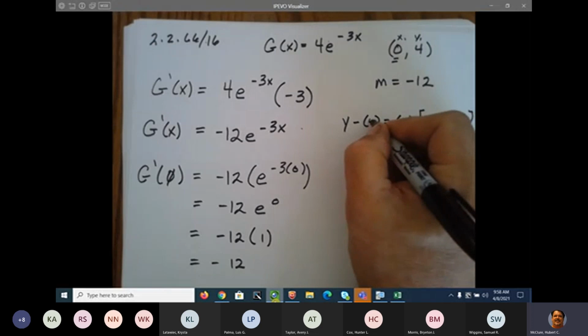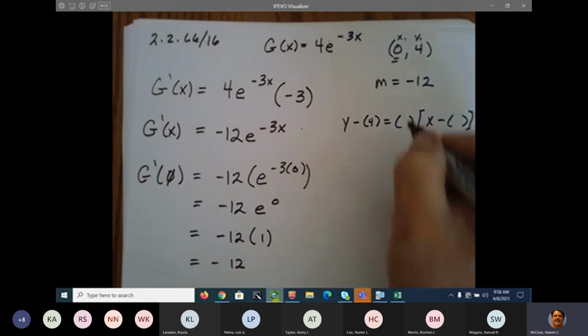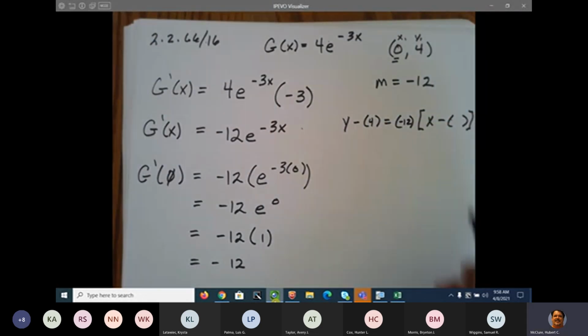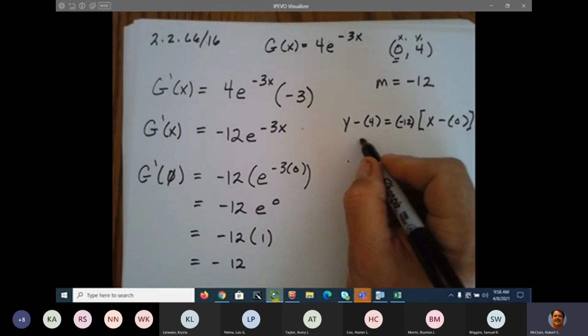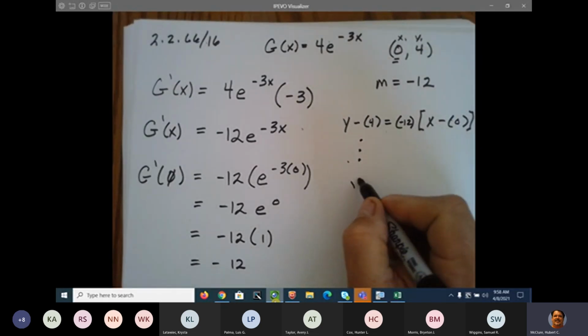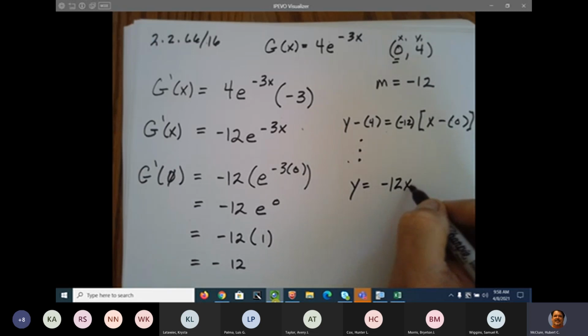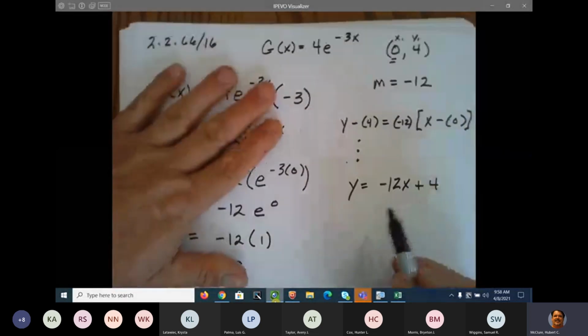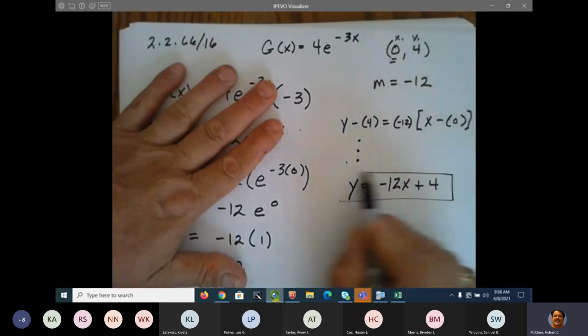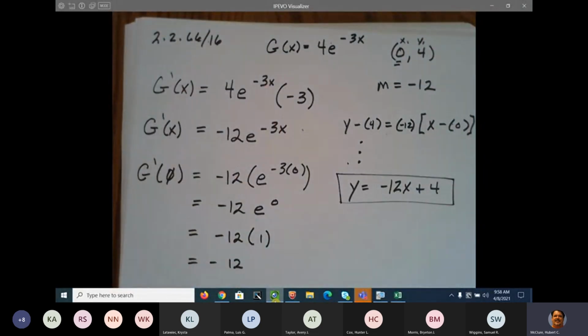Hey, man, so I'm working on it. y minus 4 is equal to negative 12 times x minus 0. And of course, that's going to be negative 12x plus 0. And bring this over, that's going to be y. Y is equal to negative 12x plus 4, I think. I think that's what you got also, Ms. Babinow. Negative 12x plus 4.